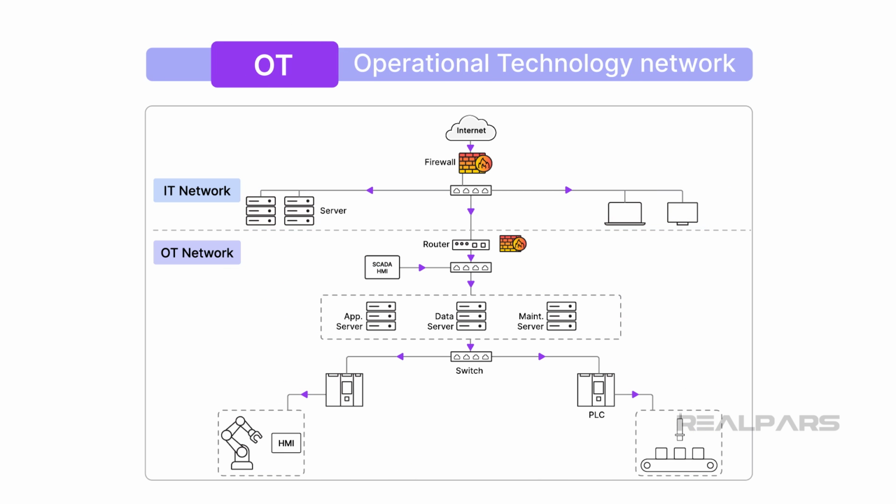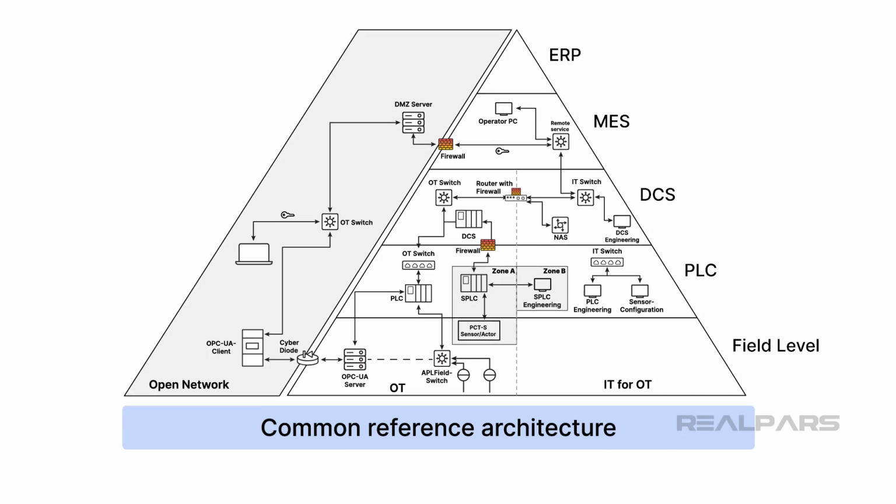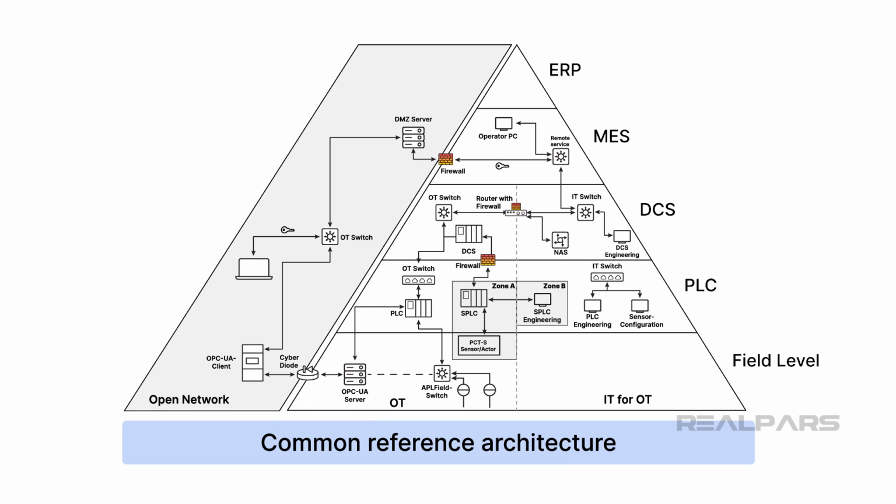OT, or Operational Technology Networks, are comprised of computerized systems used to control physical industrial operations. Common reference architecture refers to the network structures intended to provide a basis for planning information security systems to protect against manipulation by persons outside the plant.